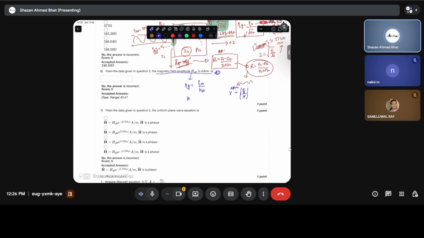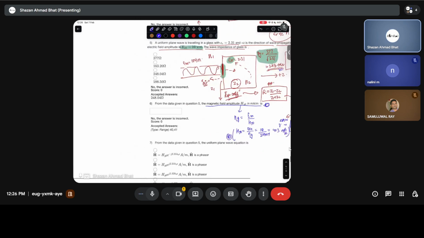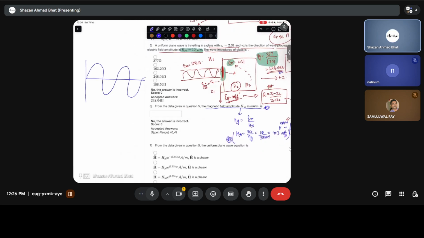So you can write Hy0 as Ex0 divided by eta g, which will be 10 over 248.04, which we found here. So this will come out to be equivalent to 40.3 milliamps per meter. That is the exact value of the magnetic field. That means it looks like a wave which has electric and magnetic field components. This is the magnetic field shown in red, and the magnetic field is in the Hy0 direction.